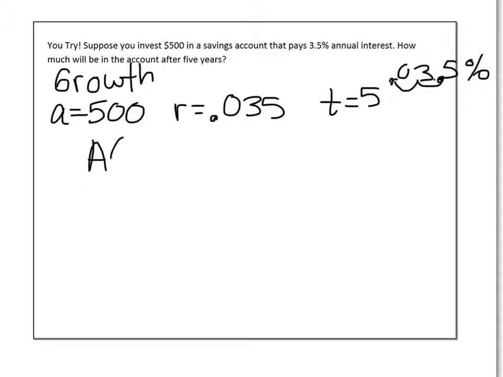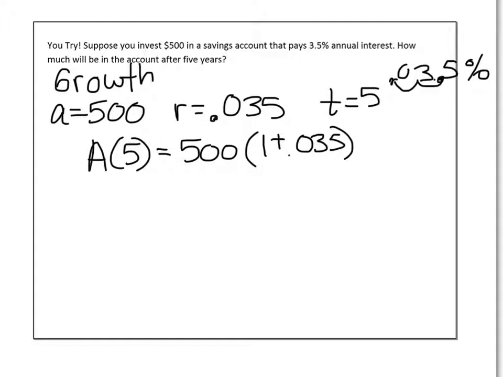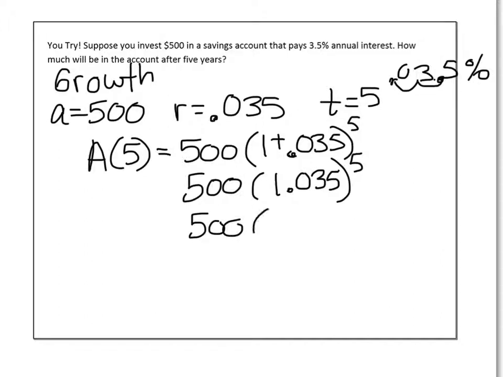So A of 5, because we want to know how much is in the account after 5 years, equals 500 times (1 plus 0.035) raised to the 5th power. So we do our parentheses, and we have 1.035 to the 5th power. Remember, we need to do the exponent before multiplying. 1.035 to the 5th should give you 1.188.